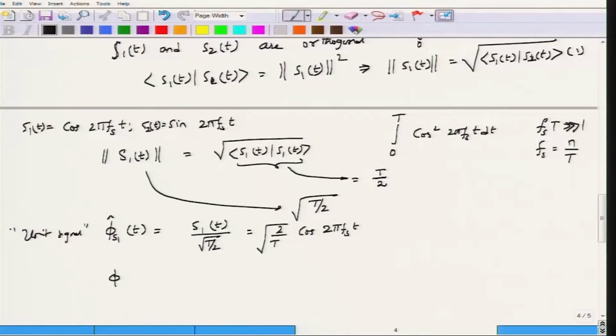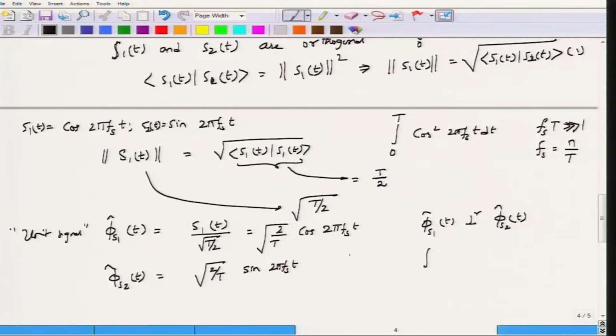Similarly, you can show that phi S2 of t can also be written as square root of 2 by t sin 2 pi fst. Now, if you were to find out whether this phi S1 of t is really perpendicular, this is a shorthand notation, to phi S2 of t, perpendicular or orthogonal, you simply have to consider the inner product of these two itself.